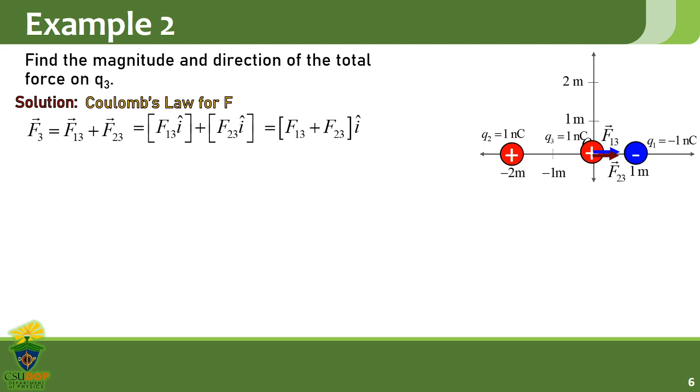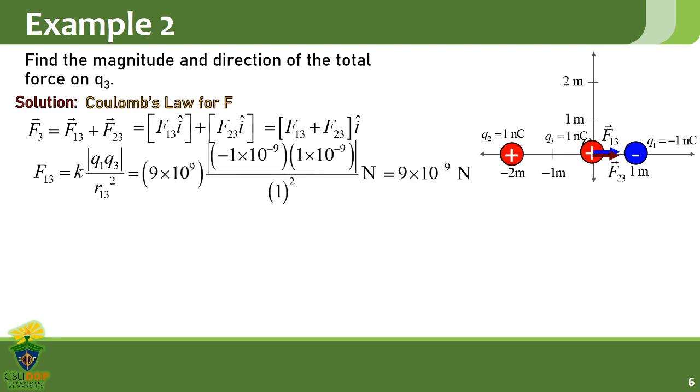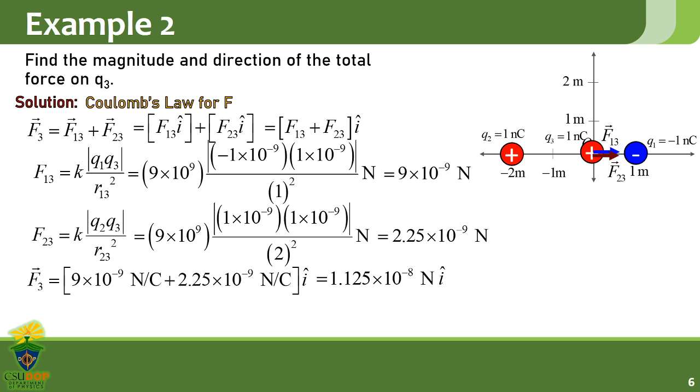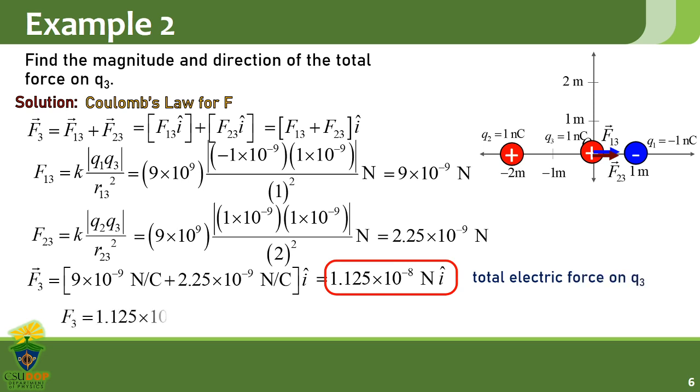Using Coulomb's law, the magnitude of the force exerted by Q1 on Q3 is then 9 times 10 to the negative 9 newtons or 9 nanonewtons. F23, on the other hand, will have a magnitude of 2.25 nanonewtons. The total force on Q3 will then be 1.125 times 10 to the negative 8 or 11.25 nanonewtons i hat. The magnitude is then 1.125 times 10 to the negative 8 newtons, and the direction is to the right.